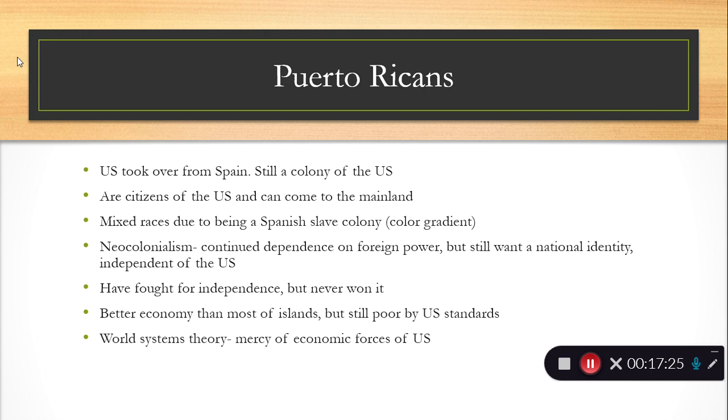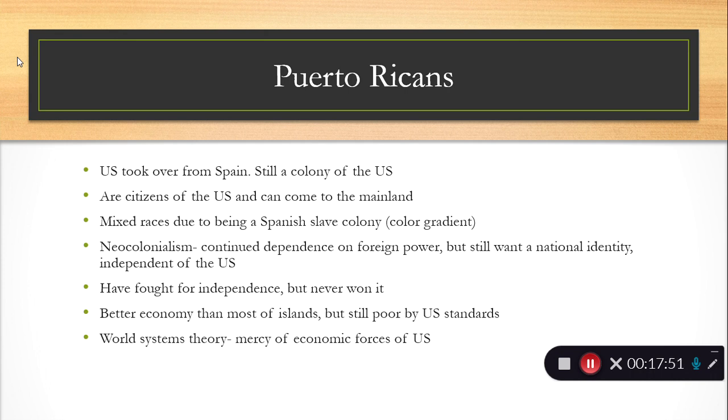So neocolonialism is this continued dependence on foreign power, but they want a national identity. That's how Puerto Rico is. Like, left on their own, do they need the infrastructure? Like, look what's happening when they get hit with a hurricane. But is the United States actually jumping in and really helping Puerto Rico when they get hit with a hurricane? So again, you have this back and forth between oppressor and oppressed. Okay, they have fought for independence from the United States, but they have never won.